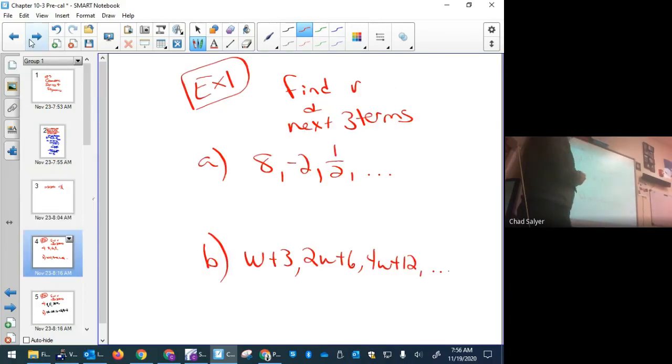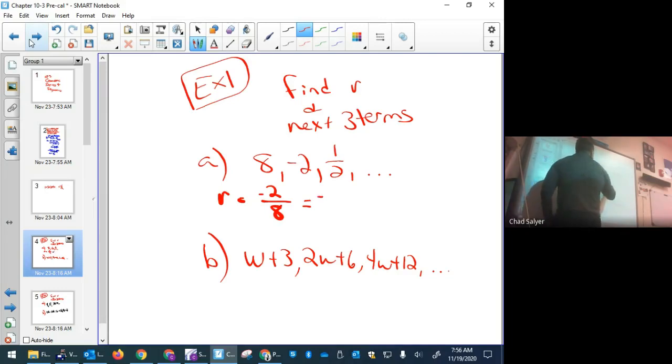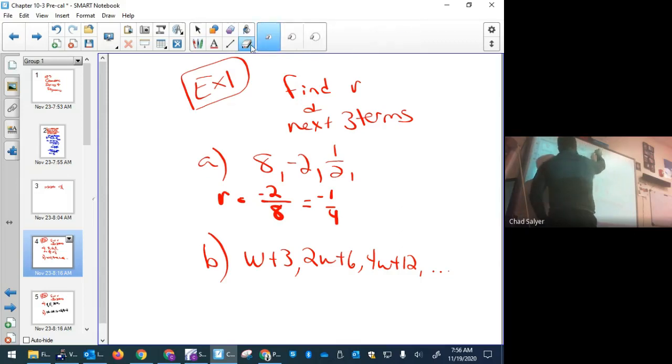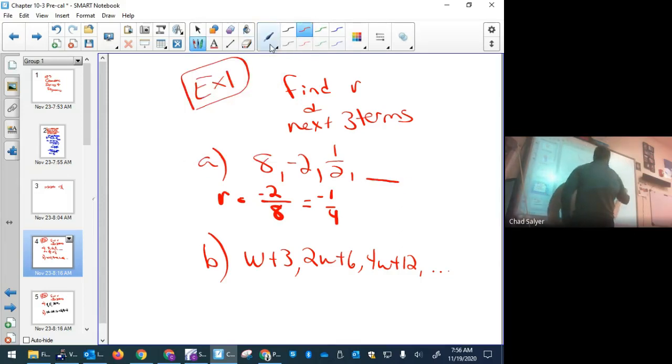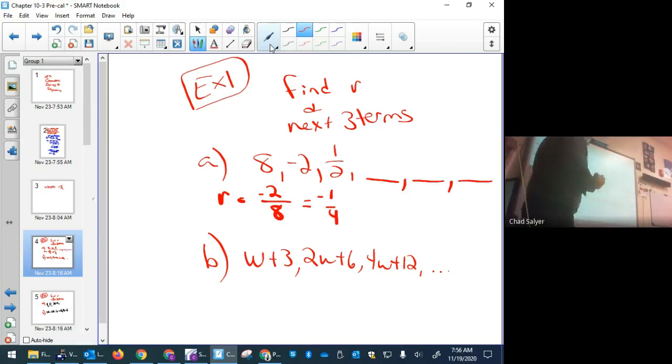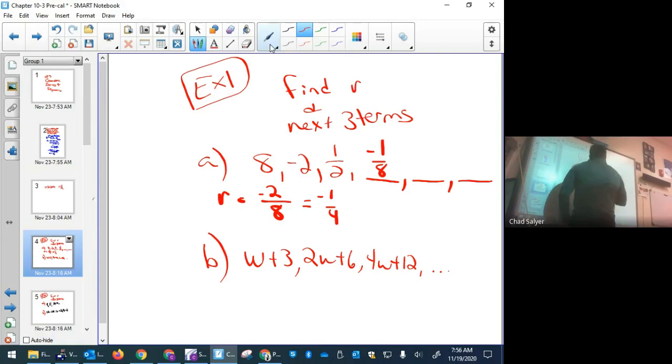Okay, so let's find the next 3 terms of these geometric sequences. So to find R, I will take any term and divide it by the term that came before. So R in this case is -1/4. And to find the next 3 terms, I'll just multiply 1/2 times -1/4 to get -1/8, and then again to get +1/32, and then again to get -1/128.